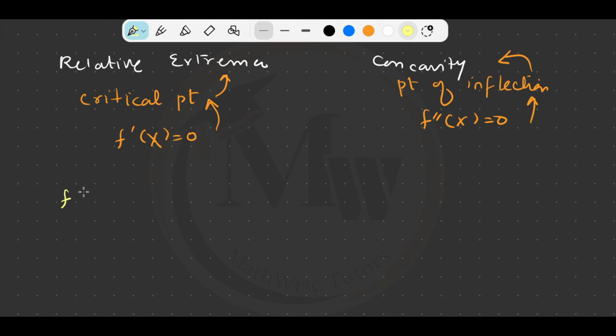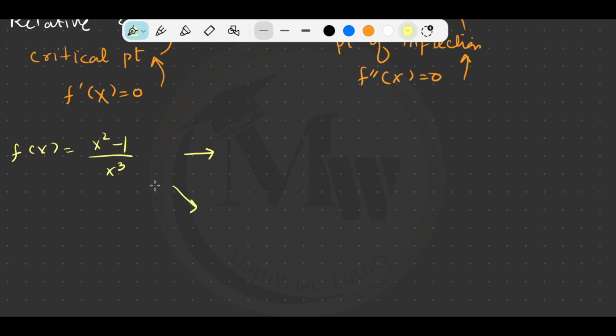So we have f(x), the function is (x² − 1)/x³. You are well aware of the formulas for finding the derivative of a function. As this is a rational function, we use the quotient rule.